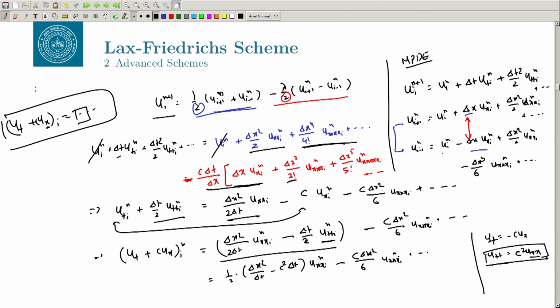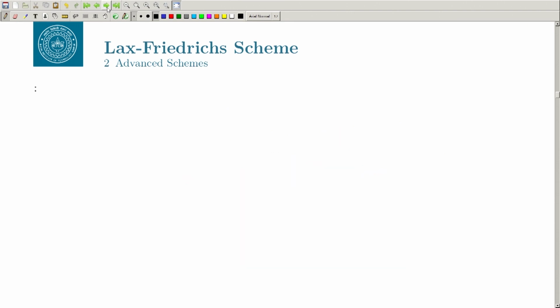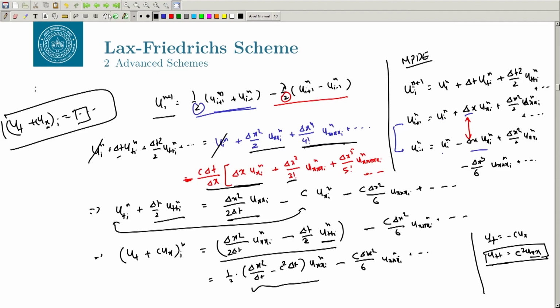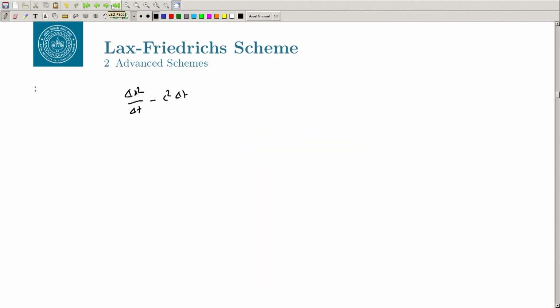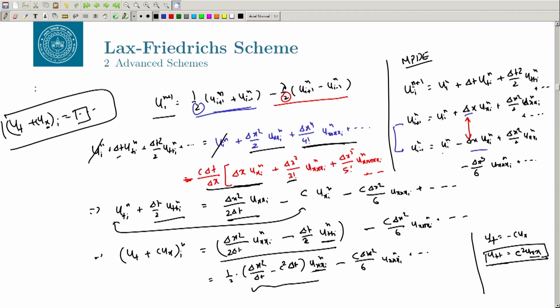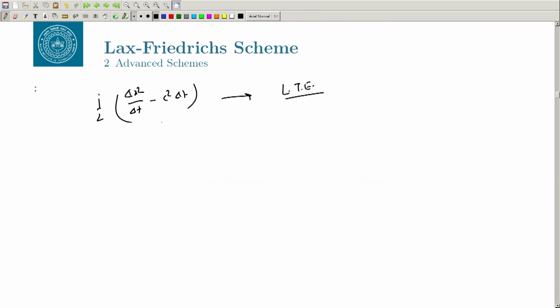Now, this is an interesting scheme. Okay. So, if you look at this closely, delta x square by delta t minus c square delta t, this is the term that we are trying to observe. So, this is my leading truncation error term, and this is the diffusion term. Okay. This is the convection diffusion equation, but my leading truncation term is, you can put half here like this. Now, this is not always a consistent scheme. This is a very important thing to remember. This is not always a consistent scheme.